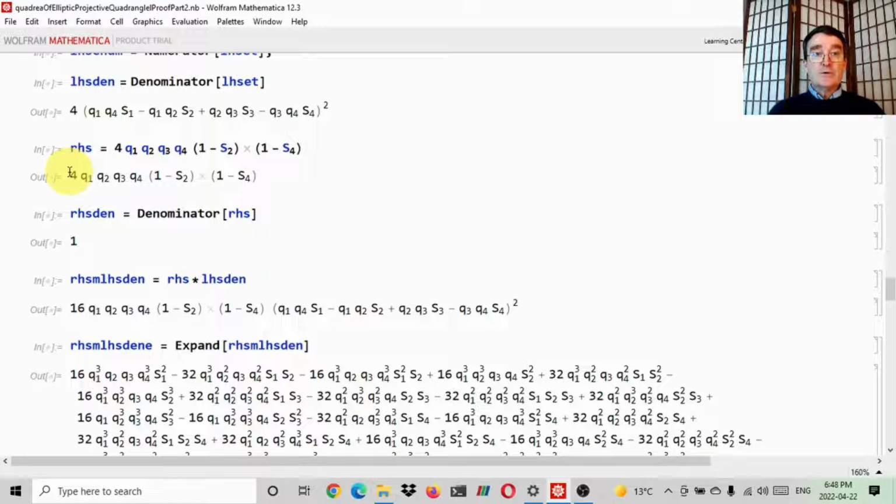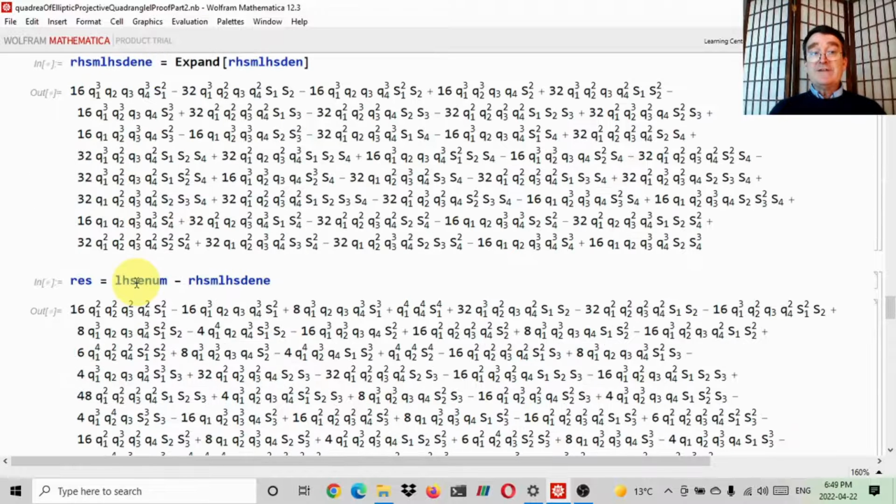So what we'll do next is subtract the left-hand side numerator minus the right-hand side multiplied by the left-hand side denominator, expanded, to give us the result, which is this long expression here. So this gives us the result we're looking for in terms of the quadrances and spreads.